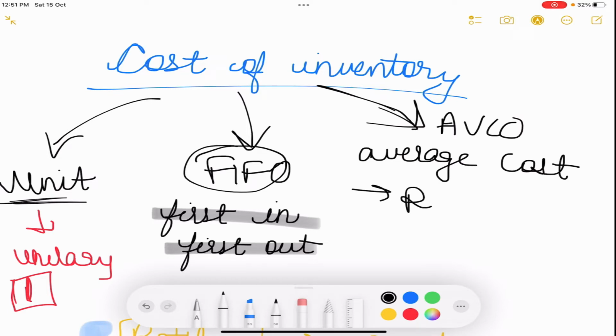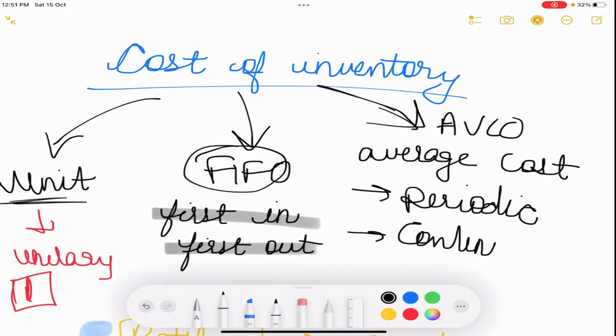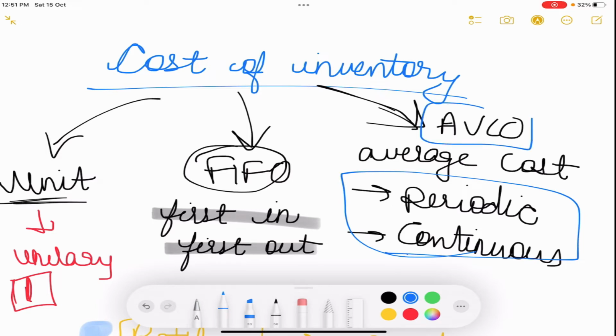The first one is periodic and the second one is continuous. So these are the two methods using which you can calculate the average cost. Using the AVCO, you can calculate the cost of inventory.